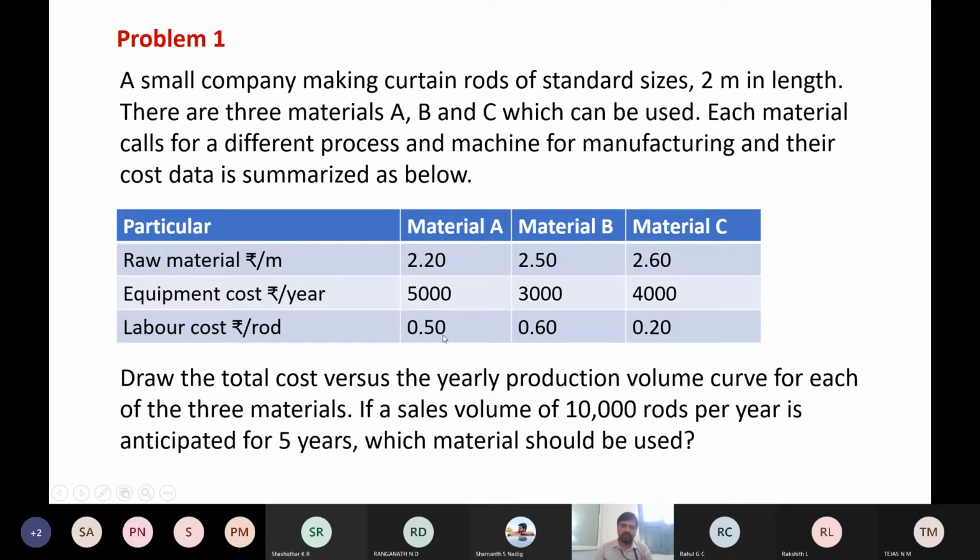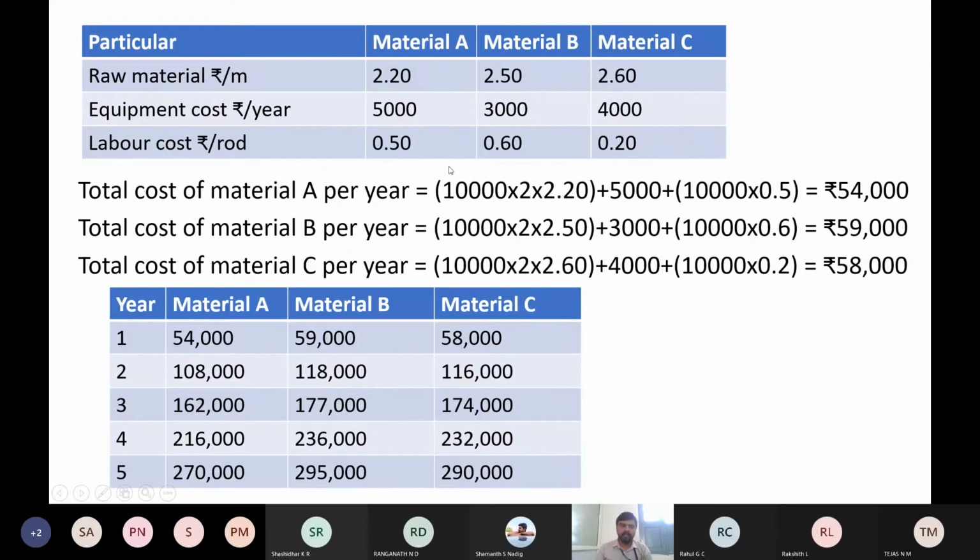Then labor cost will be, since it is per rod, and 10,000 rods will be manufactured per year, 10,000 into 0.5 will give you the labor cost. Okay, like that you can find out total cost of material A per year. 10,000 is the production volume per year. So every year the company is manufacturing 10,000 curtain rods. So production volume is 10,000.